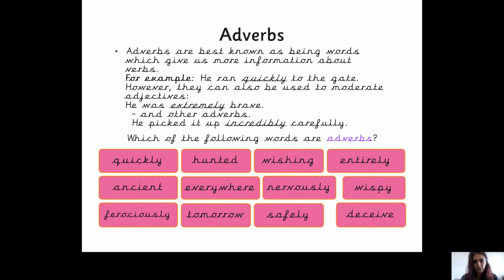Now I'm going to talk about adverbs. What's an adverb? Do you remember? Yes, that's right. It's something that describes the verb. It tends to end with an ly word or an ing word. I would like you to find the following adverbs. Remember, they end with an ly word or an ing word. You may pause the video and we'll go through it together. Well done. It's quickly, wishing, entirely, nervously, ferociously, and safely. Well done.